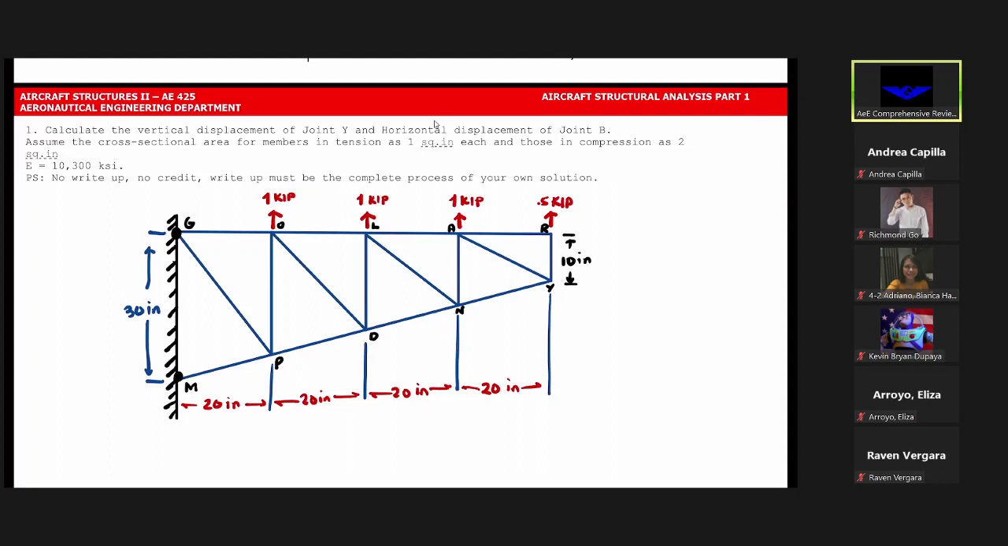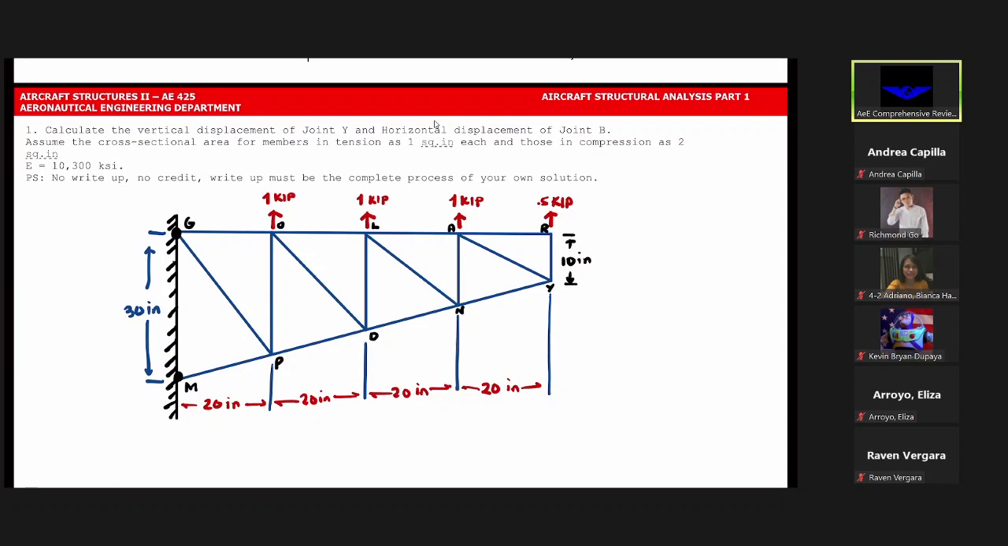And then ang question is calculate the vertical displacement of joint Y. So as you can see, ito yung joint Y. And then horizontal displacement of joint B. So there is no B dyan. Siguro dapat yung R yan, pero hindi ko na nalagay. Or nagkamali ako ng letter. Pero dahil wala tayong kukompute na horizontal displacement kasi walang joint B dun sa figure.